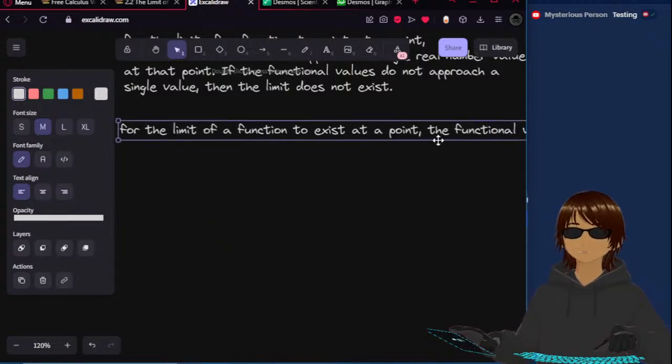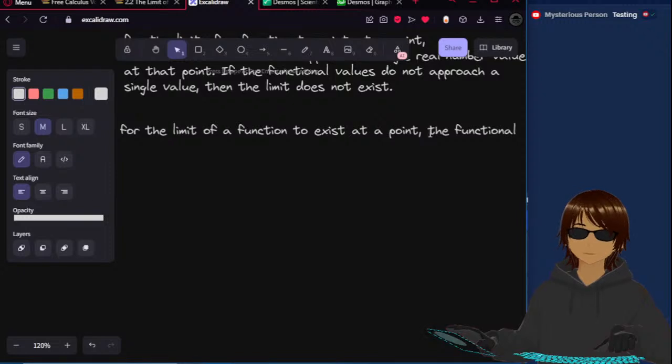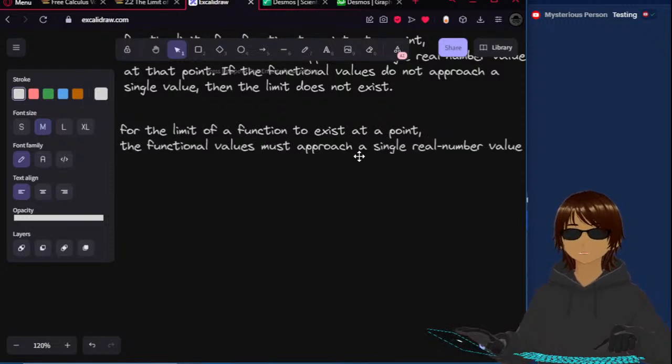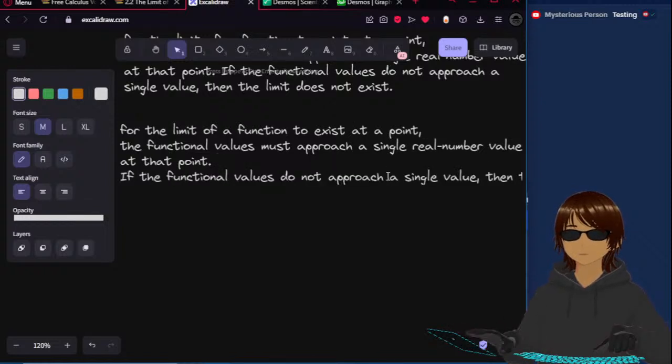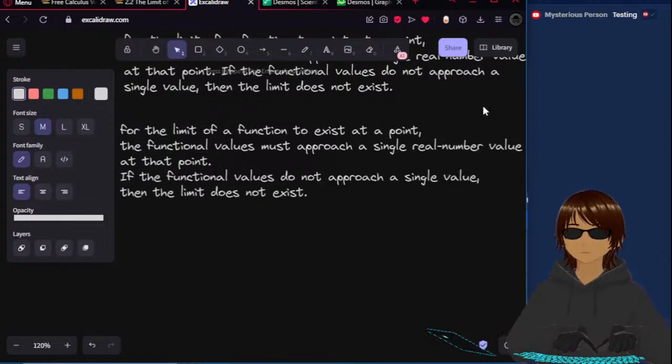For the limit of a function to exist at a point, the functional values must approach a single real numbered value at that point. If not, then the limit does not exist.